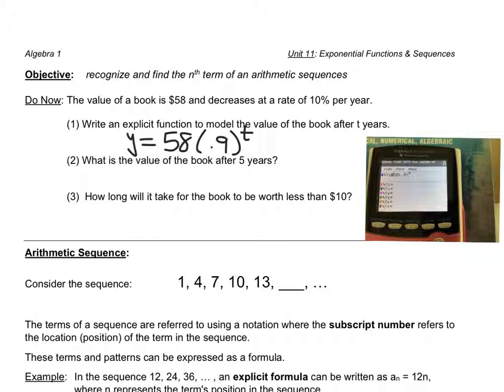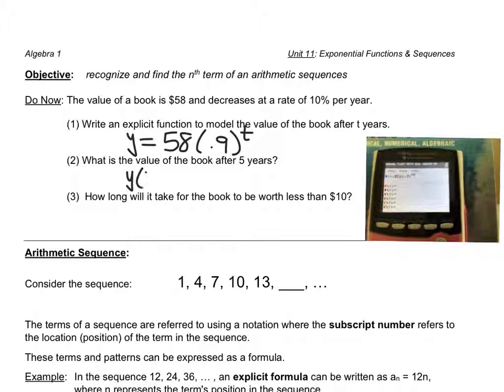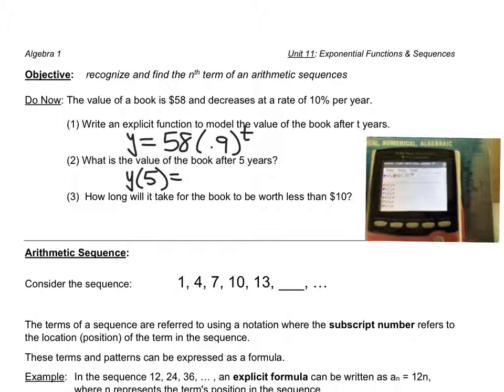I'm going to do it again on both calculators, so it might take me half a heartbeat extra in both cases. All right, now we want to know the value of the book after 5 years. So I want y of 5. That could just be a table question, or like I said yesterday, personally I like using alpha trace and then just typing in the 5 because I'm not limited to just integer values.